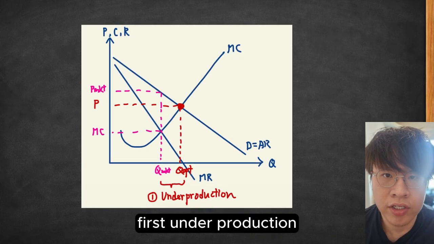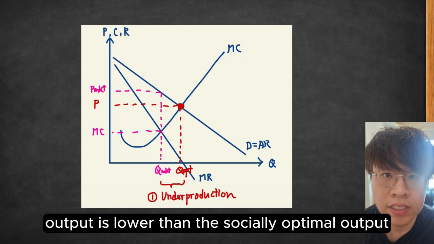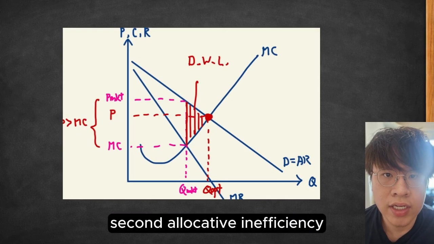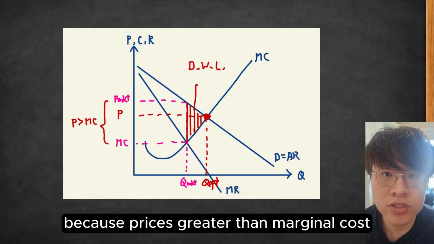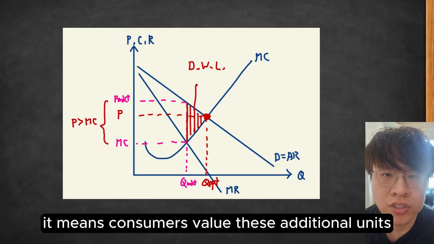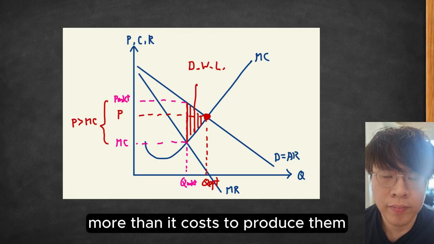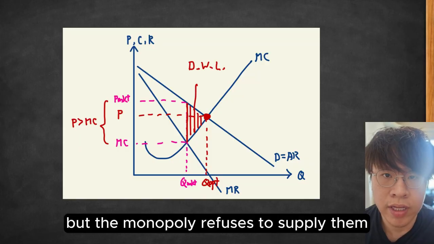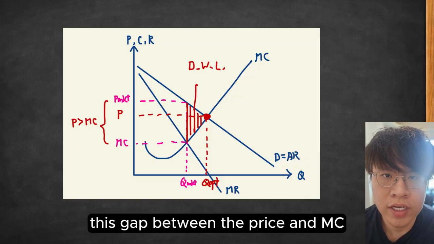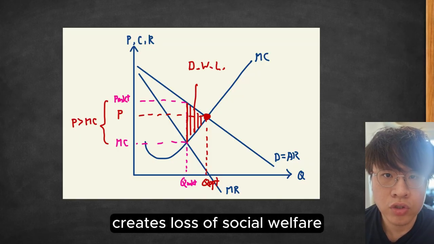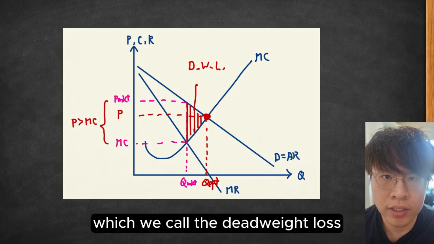First, underproduction. The monopoly's actual output is lower than the socially optimal output. Second, allocative inefficiency. Because price is greater than marginal cost, it means consumers value these additional units more than it costs to produce them, but the monopoly refuses to supply them. This gap between the price and MC creates a loss of social welfare, which we call the deadweight loss.